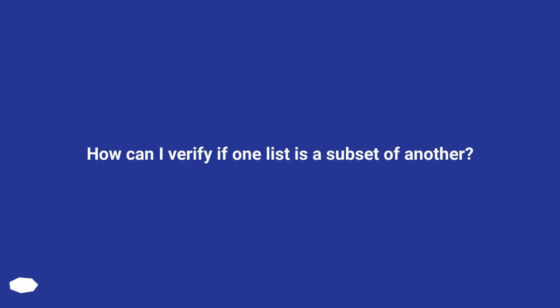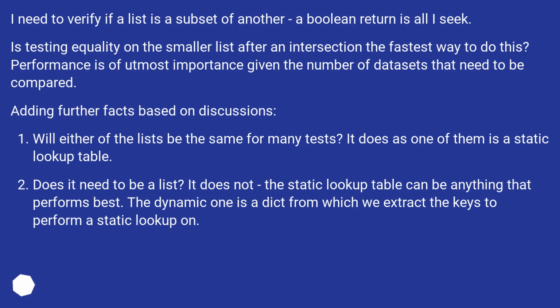How can I verify if one list is a subset of another? I need to verify if a list is a subset of another. A Boolean return is all I seek. Is testing equality on the smaller list after an intersection the fastest way to do this? Performance is of utmost importance given the number of datasets that need to be compared.